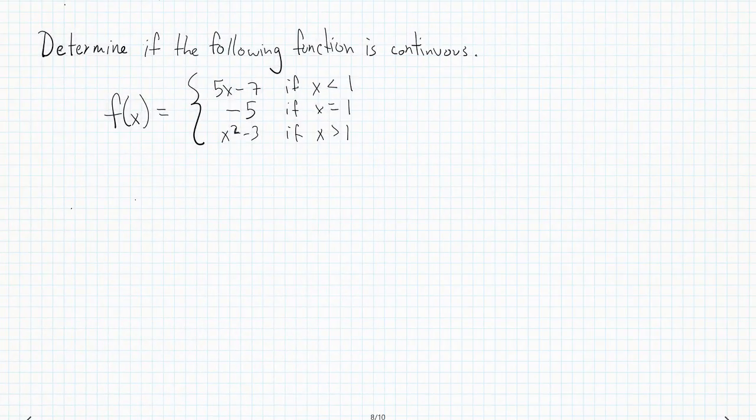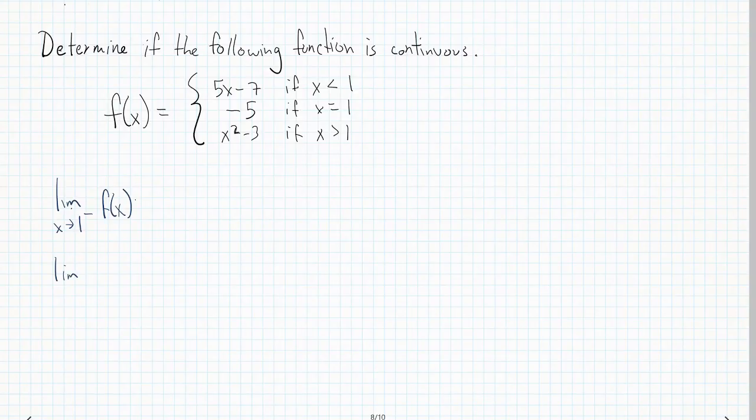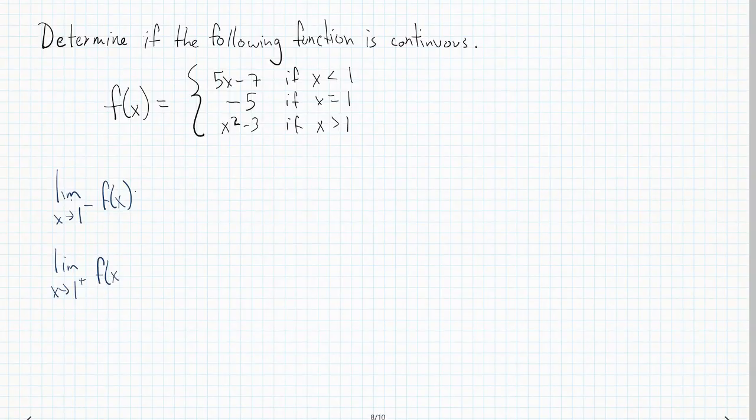So now, the next question, determine if the following function is continuous. So in order to do that, first we need to check the left-hand limit and the right-hand limit, right? Because we need to see if the limit exists. So we need to do the limit as x approaches 1 from the left of f of x, and we'll need to check it with the limit as x approaches 1 from the right of f of x, right?